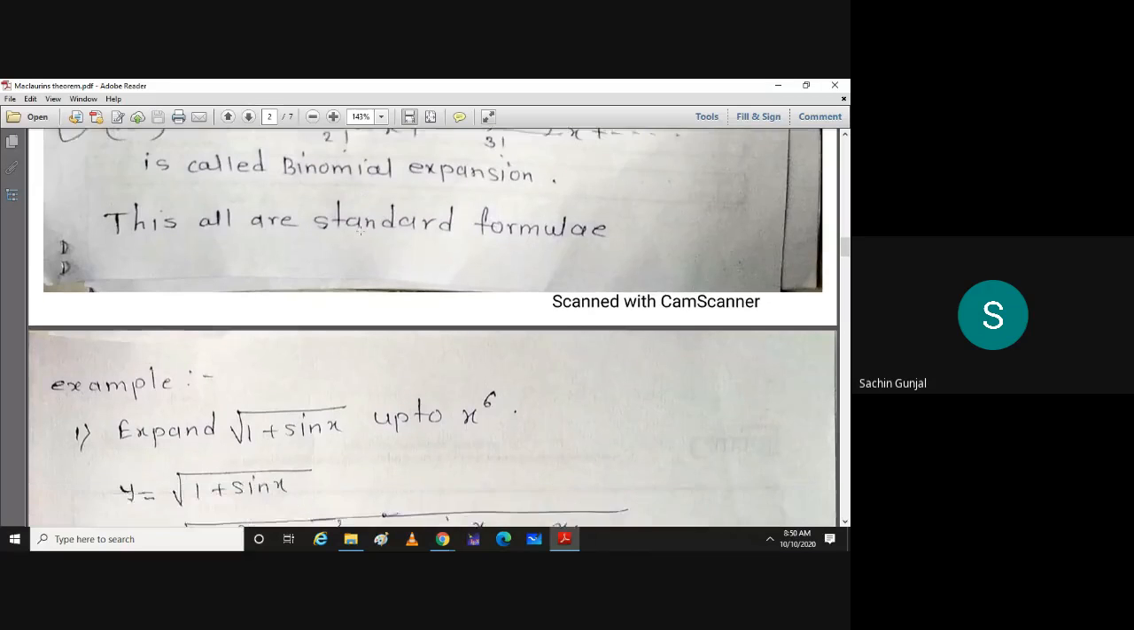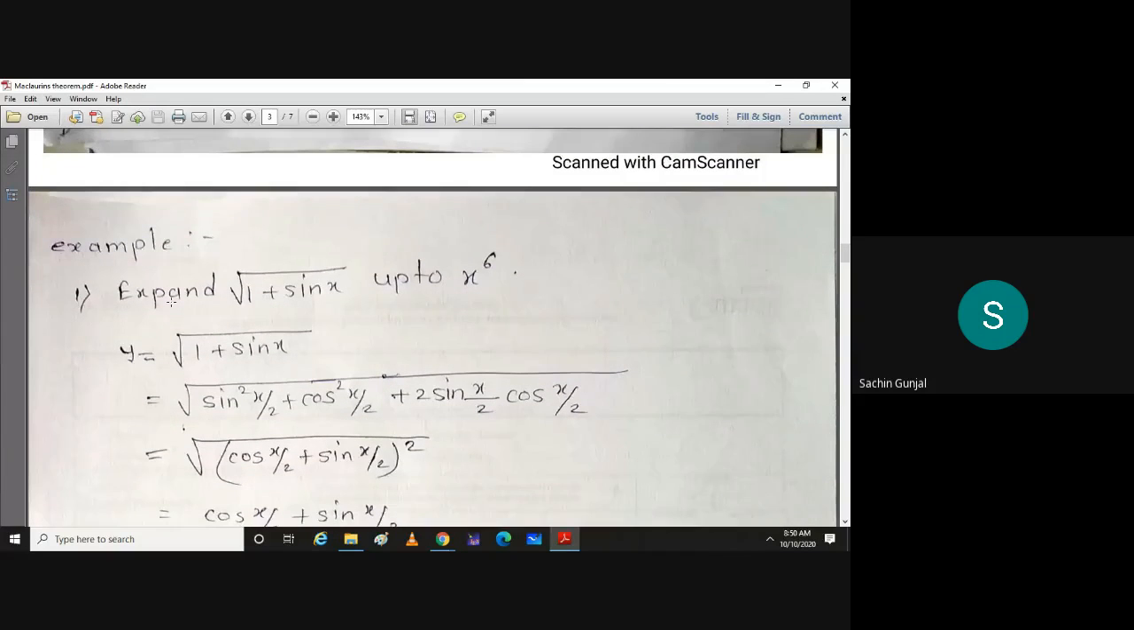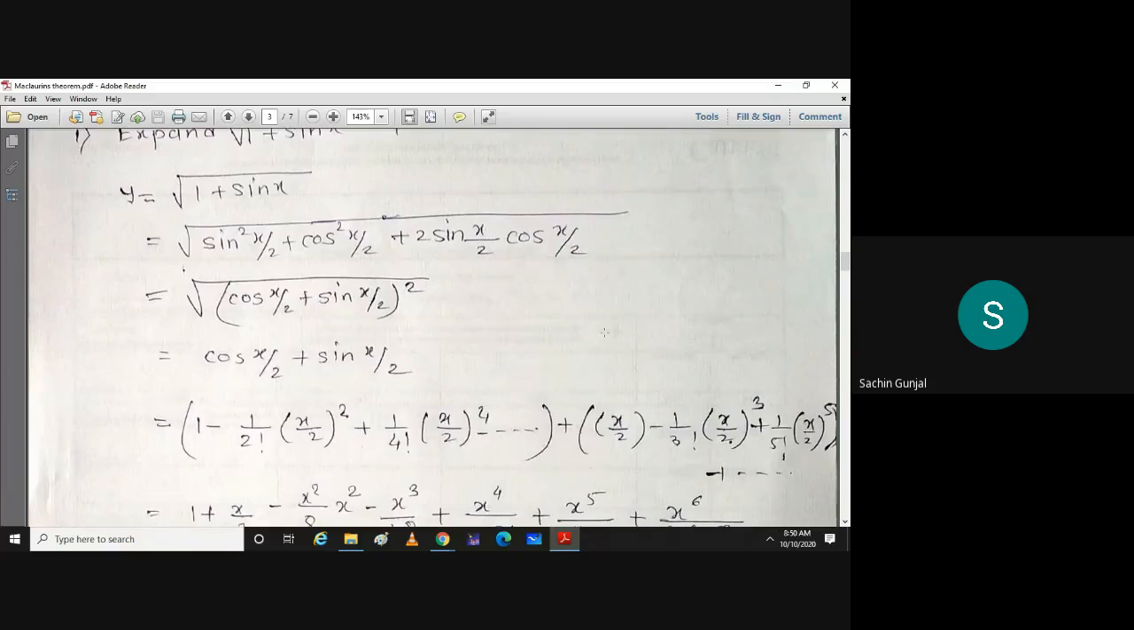Okay, and there was a trick for this problem. You write down this 1 as sine square x by 2 plus cos square x by 2, and this sine x as 2 sine x by 2 cos x by 2. Okay, so this will become cos x by 2 plus sin x by 2 bracket square. So you will get rid of this square root. So cos x by 2 plus sin x by 2.